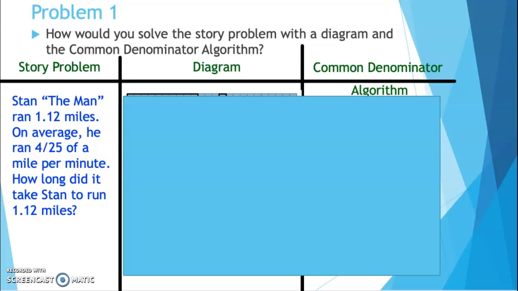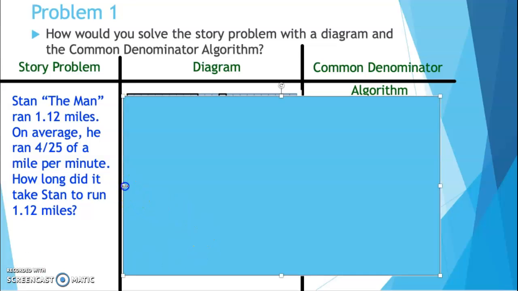Okay, here's problem number 1. The question here is, how would you solve the story problem with a diagram and using the common denominator algorithm? All right, here's the story problem. Stan, the man, ran 1.12 miles. On average, he ran 4/25 of a mile per minute. How long did it take Stan to run 1.12 miles? I'm encouraging you to hit pause and illustrate your diagram.